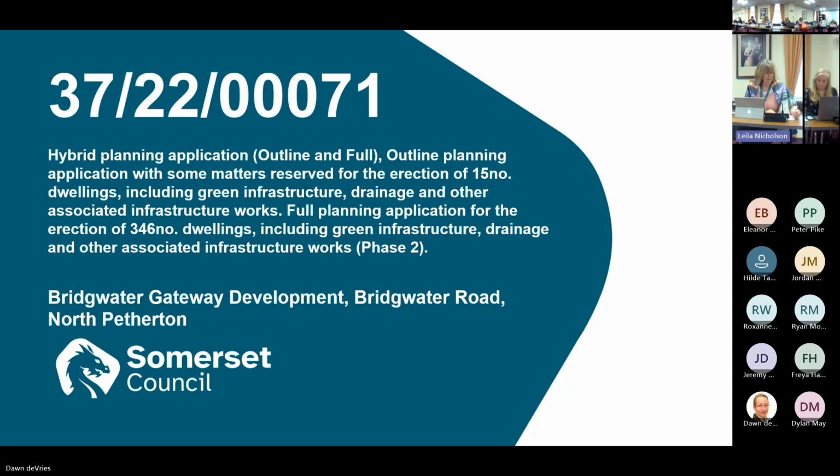Okay, so that takes us straight on to agenda item 4, which is the planning application for the Bridgewater Gateway development. This is a hybrid and outline planning application. Mr. Noon, would you like to take us through the application, please?